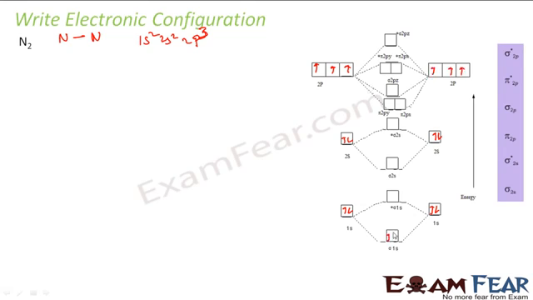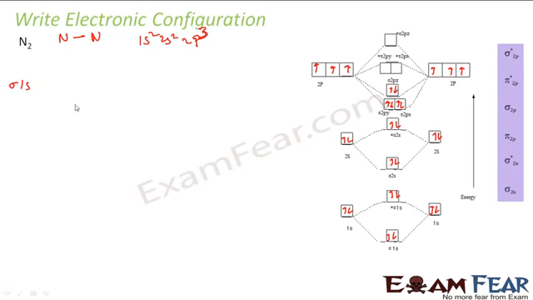Now let's fill it. 4 electrons. Let's fill this up. Again 4 electrons, 2s, sigma 2s star. Now you have 6 electrons. First will go here, second will go here, third will go here, fourth will go here, fifth will go here, and sixth will go here. Correct? Now we can write the electronic configuration pretty easily.